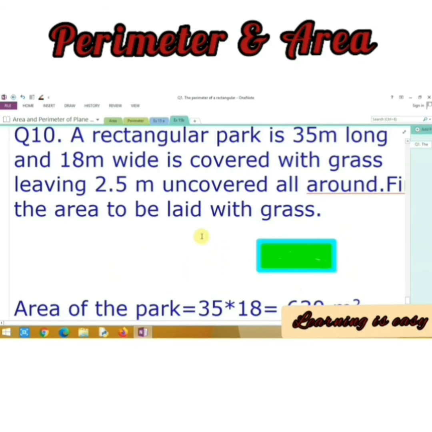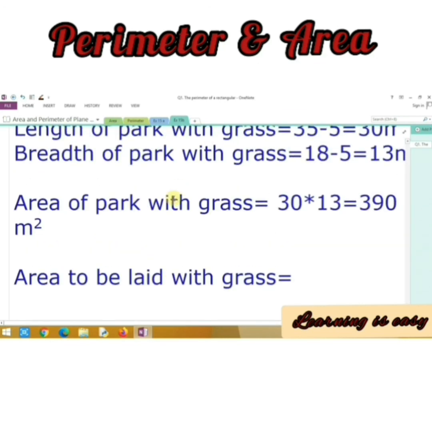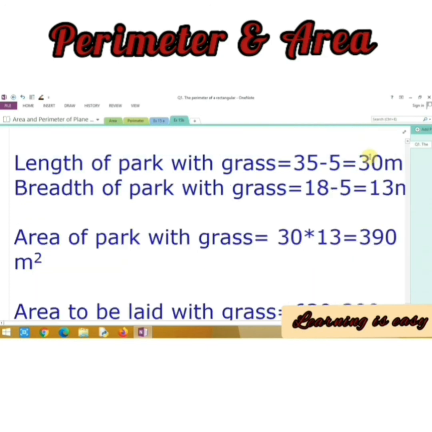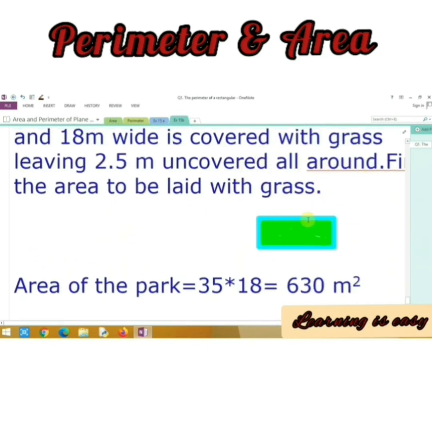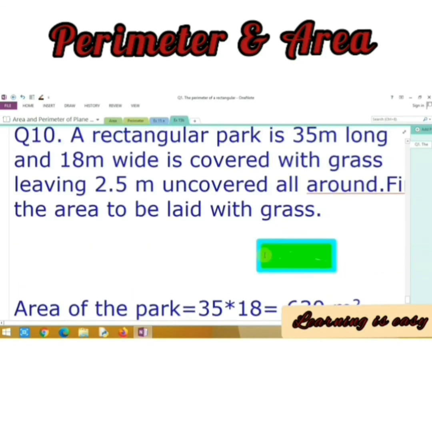Now we need to find the area to be laid with grass. So area to be laid with grass is equal to the area of the park minus area of the grass area. So that gives us 240 meters square. Gap between those two is what we are finding.